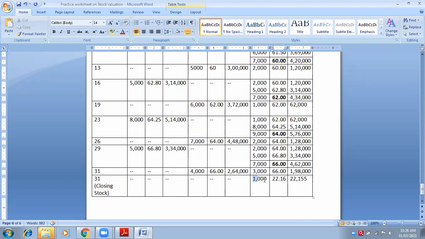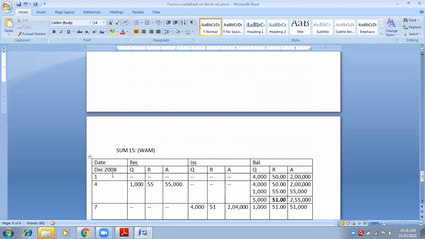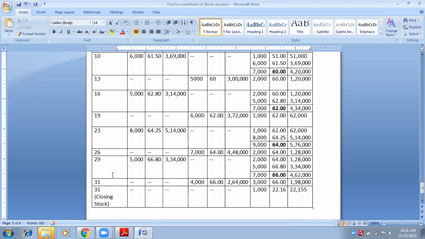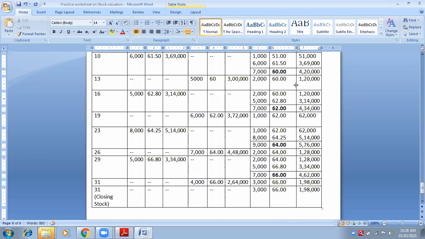Okay. So tell me, what is the closing balance? The date should be... wait. It is the month of December, so the last date should be 31st only. How many units? 3,000 at the rate 66.00, and the amount should be 1,98,000. Is it clear, everybody? Yes, ma'am. If somebody has not noted it, please do it. I'm giving you 1 minute.